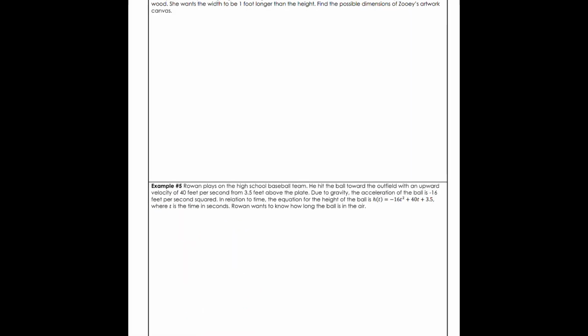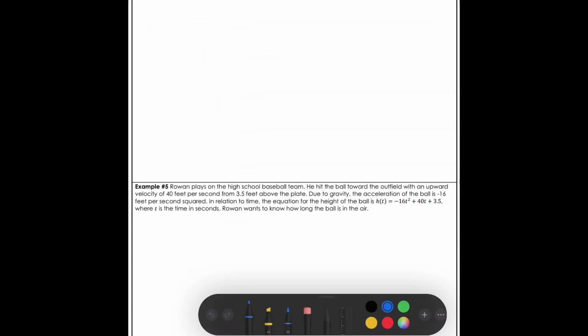So it says, Zoe is designing her own rectangular wooden canvas for her artwork. She has 12 square feet of wood. She wants the width to be 1 foot longer than the height. Find the possible dimensions of Zoe's artwork for the canvas.